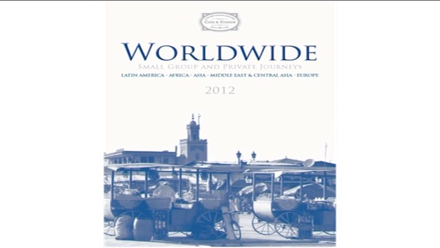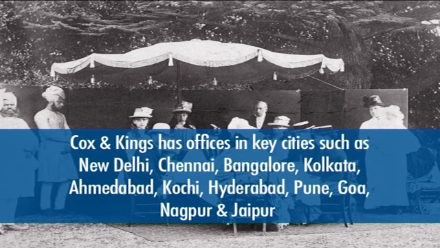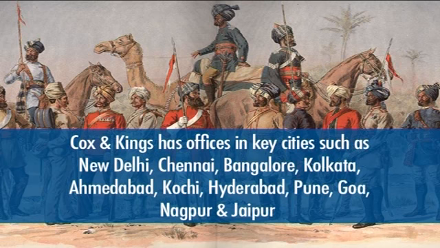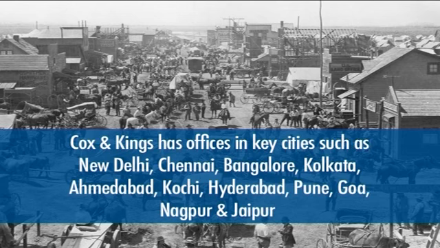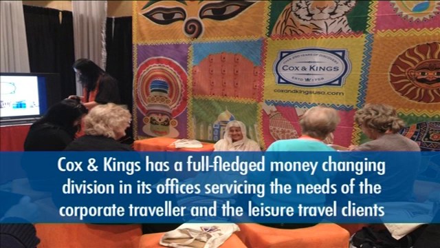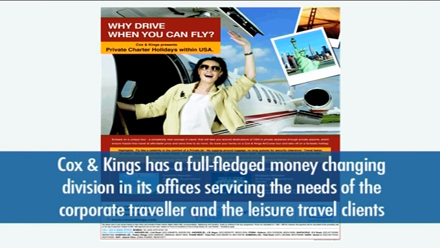Today, Cox and Kings is a premium brand in all travel-related services in the Indian subcontinent, employing over 800 trained professionals. Their India operation is headquartered in Mumbai and has the status of a limited company. It has over 12 fully owned offices in India across key cities such as New Delhi, Chennai, Bangalore, Kolkata, Ahmedabad, Kochi, Hyderabad, Pune, Goa, Nagpur and Jaipur. Cox and Kings has a full-fledged money-changing division in its offices, servicing the needs of the corporate traveler and the leisure travel clients. A strong distributor of American Express travelers' checks, it has been awarded top performer for several years.